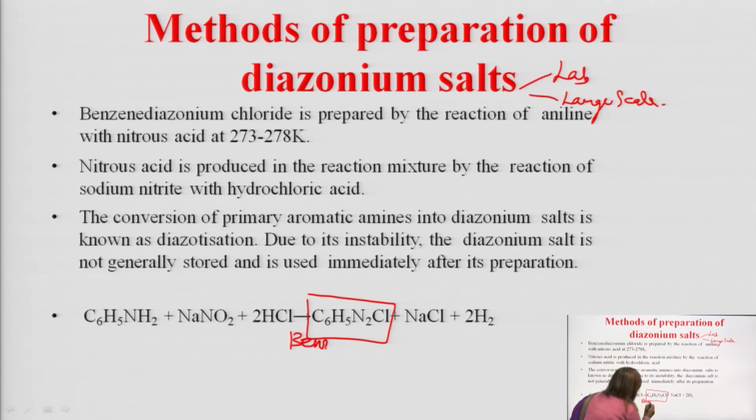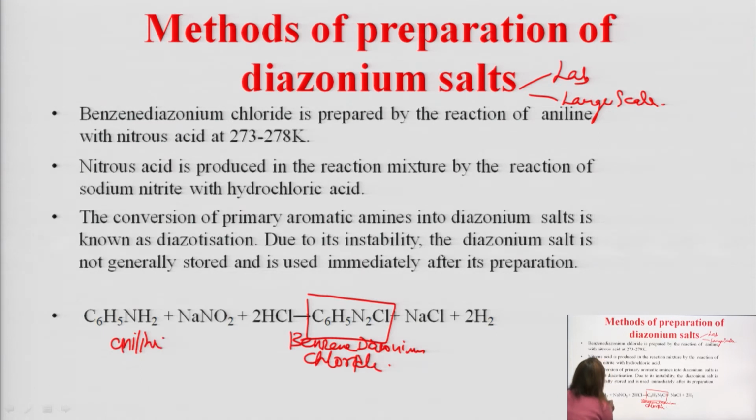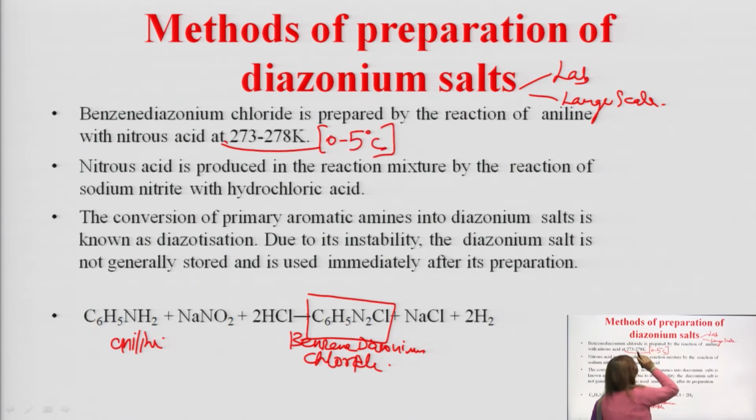This is benzene diazonium chloride. This benzene diazonium chloride is prepared by the reaction of aniline. Where is it? It is here. This is aniline with nitrous acid, and the temperature, on the Kelvin scale, is 273 to 278, or you can say 0 to 5 degree Celsius, right. So, the reaction is one in which aniline is treated with nitrous acid.